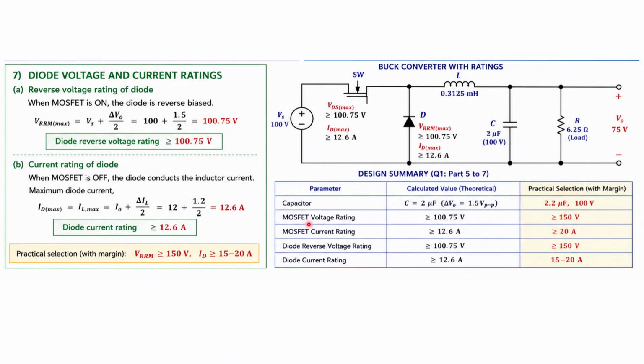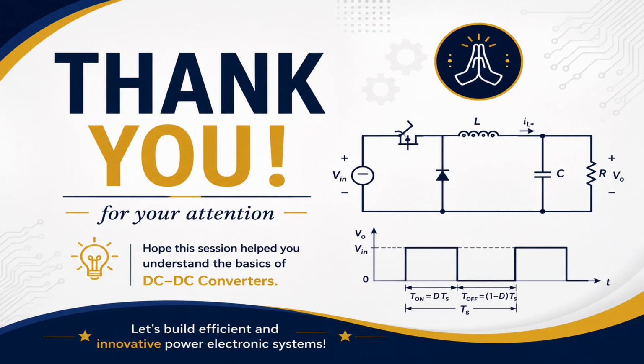Okay, so this is the summary of all the ratings. Capacitor value C is equal to 2 microfarad, MOSFET voltage greater than 100.75, MOSFET current rating greater than 12.6, diode reverse voltage rating greater than 100.75, diode current rating greater than 12.6. When you're actually designing, these are the practical values. We need to keep some margin. It should not be less than this value. It should always be greater than the calculated value. So in this way, we are able to design a buck converter.